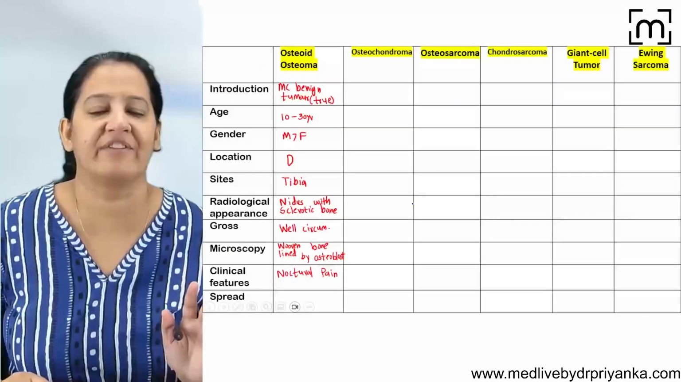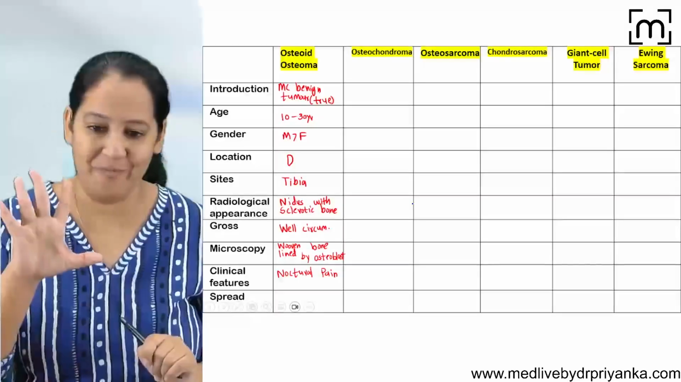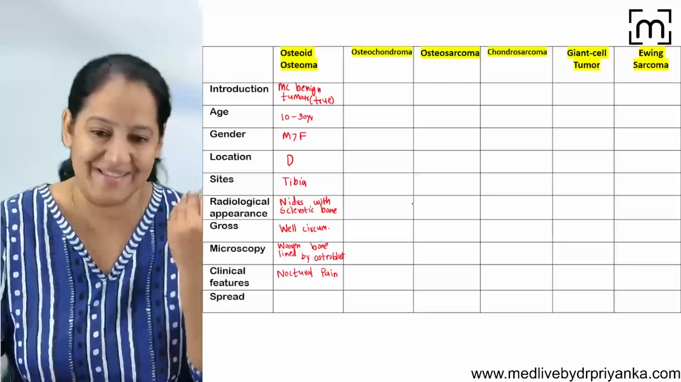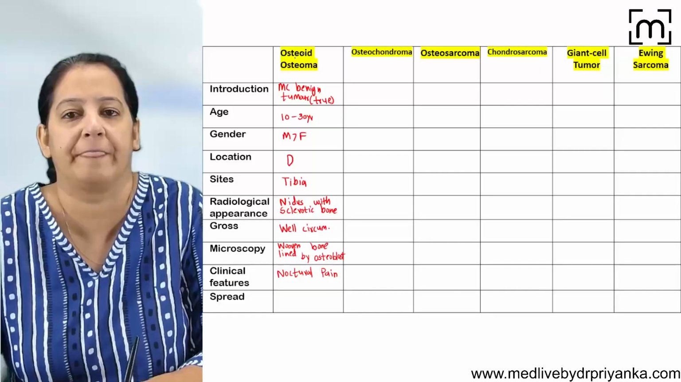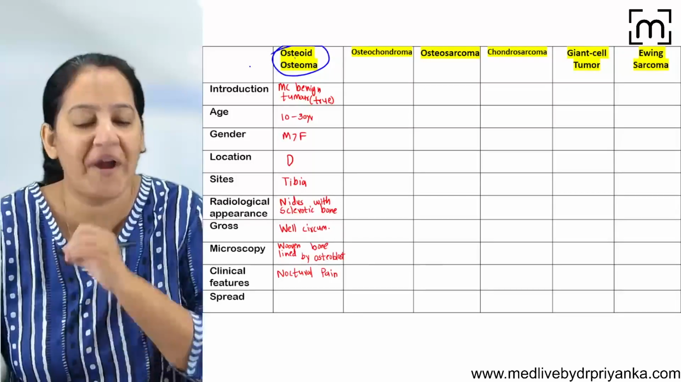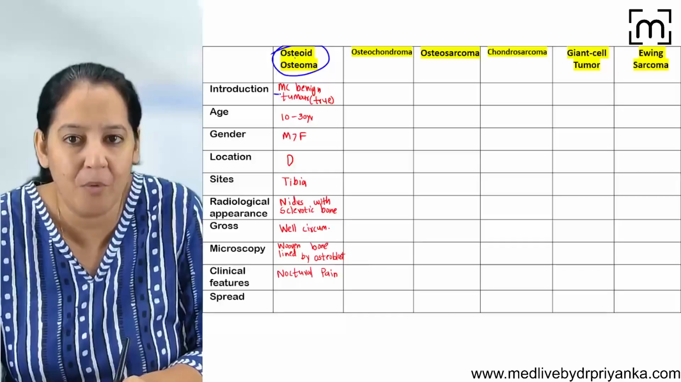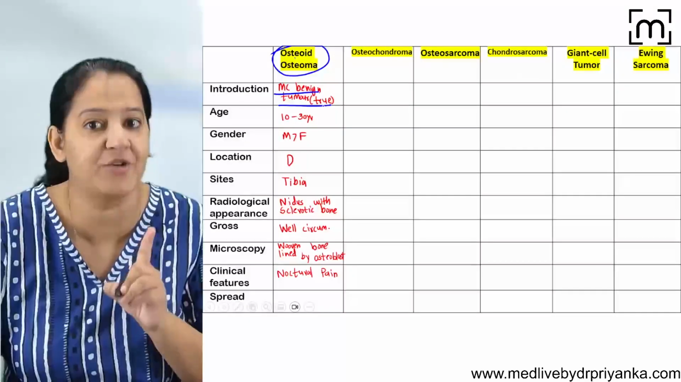Okay, so this is the clinical feature. So we are done with the first tumor. Out of 6, 1 is done, 5 more to go. Can we revise the first one and then move on to the second one? So let's revise it. We are done with the most common true benign bone tumor, osteoid osteoma. So in the introduction, the same line is given. It is the most common true benign tumor of the bone. It is the true benign tumor.